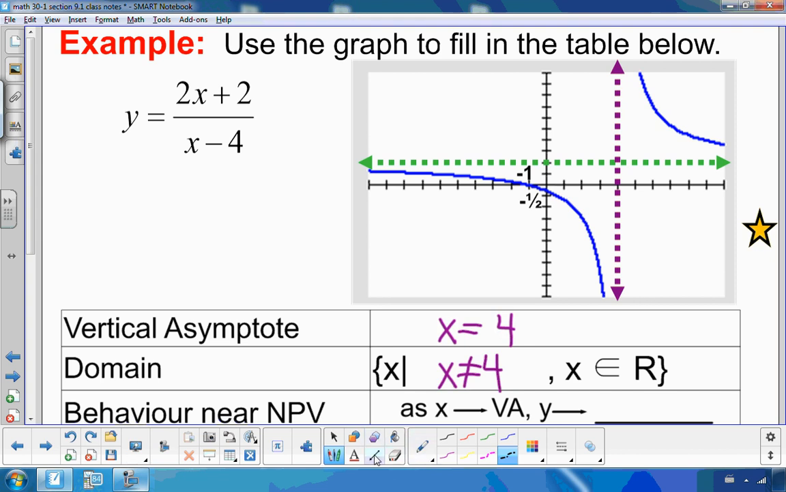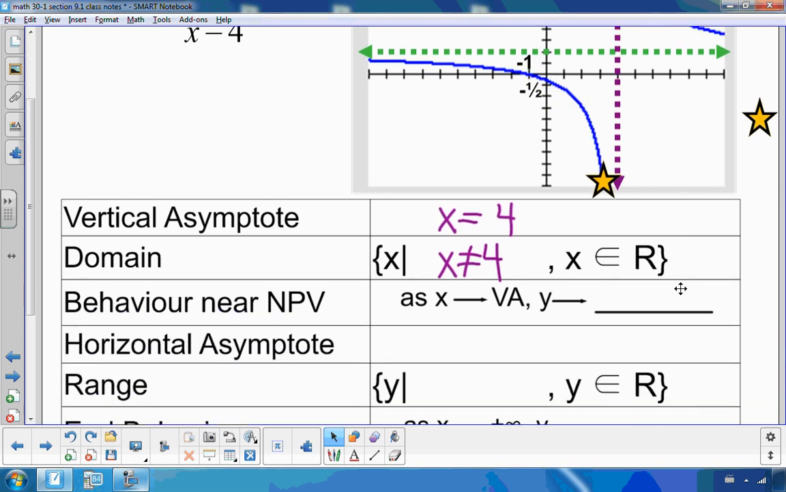So the behavior near the non-permissible value. Let's look at as I get closer to the non-permissible value. On this side here, as I get closer and closer to the non-permissible value, y is going to positive infinity. On this side, as I get closer and closer to the vertical asymptote, y is approaching negative infinity. So in this case, it's approaching positive and negative infinity.